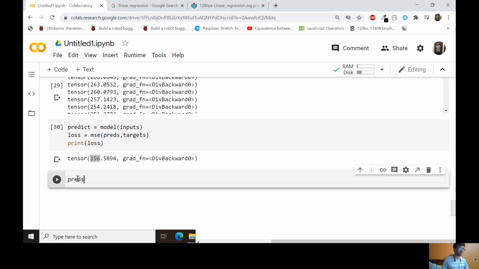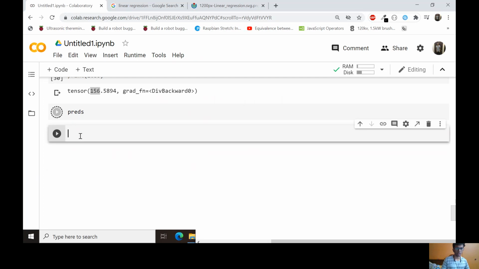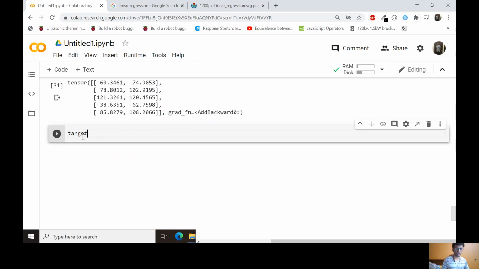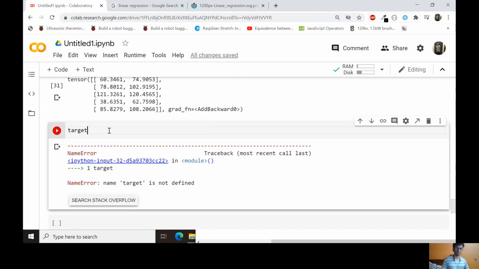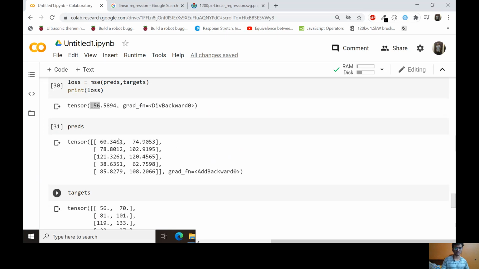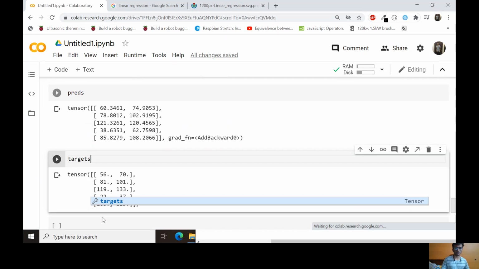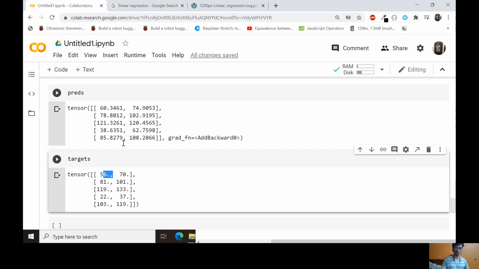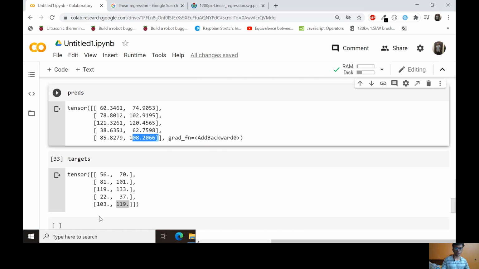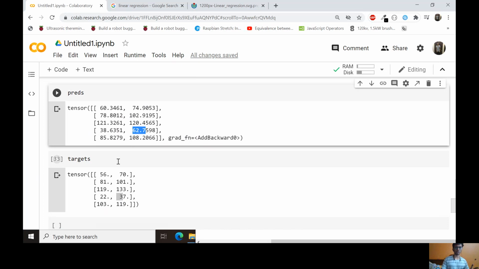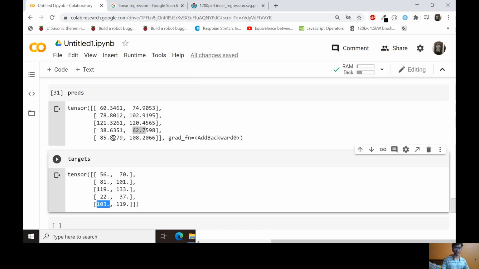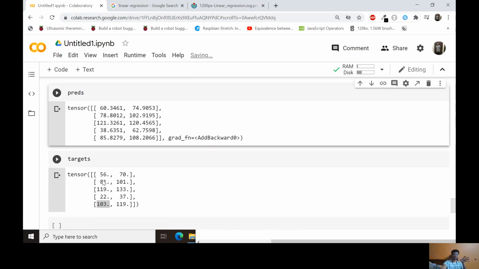Now if you see our preds, they will be much closer to our targets. Now you can see that if our target was 56, we got 60. If our target was 70, we got 74. If our target was 119, we got 108. If our target was 37, we got 62. That's a bit vast, but it's okay. For 103, it's 85. So it will be plus or minus 12, but it's far better than what we had received.